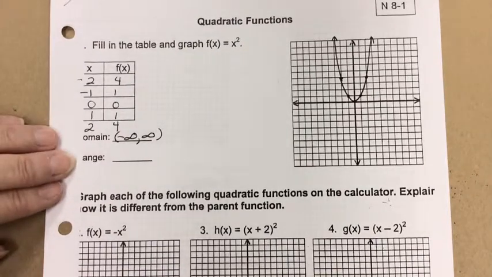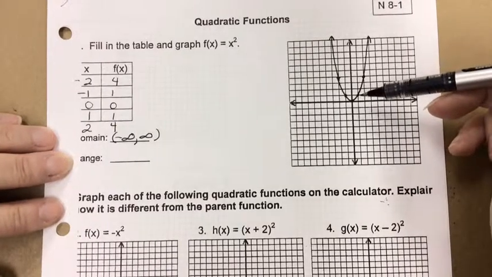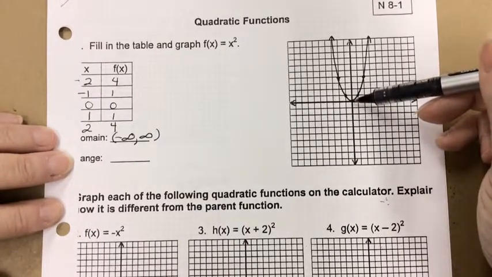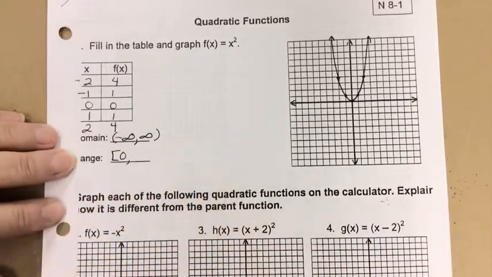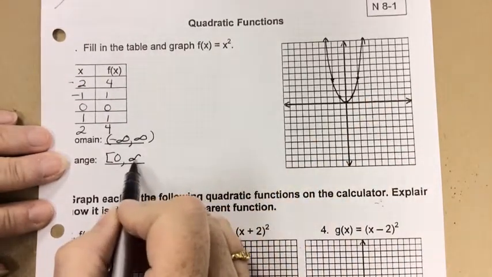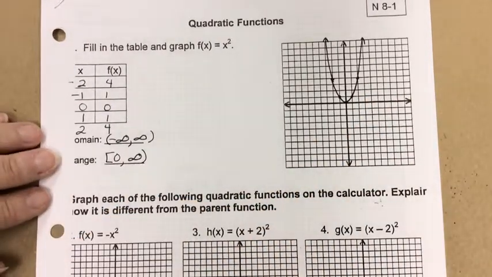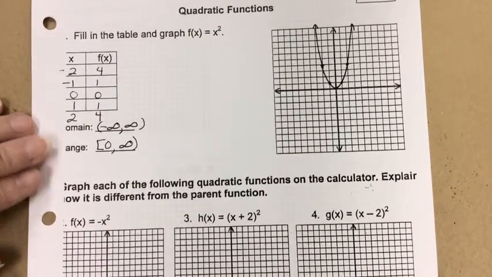Now my range is a little different. This is up and down. How far down does this go? Well, it doesn't go down forever, you can see. It only goes to 0. So I'm going to start at 0, and it does touch 0, so it goes from 0, including it, so I need a bracket, and it goes up forever, so that would be to infinity. So again, make sure you know how to do domain and range. If not, ask as we go so that you can make sure and get that part right.